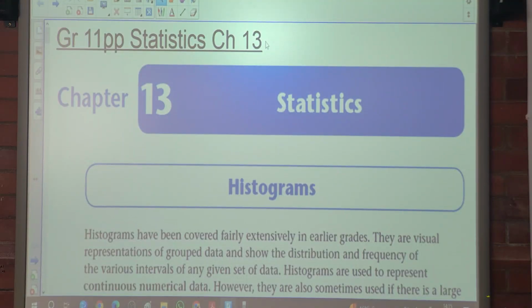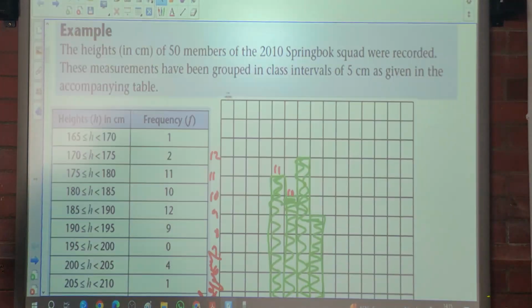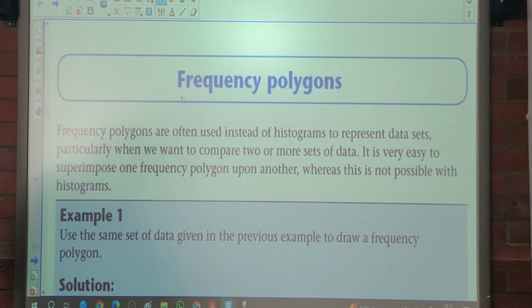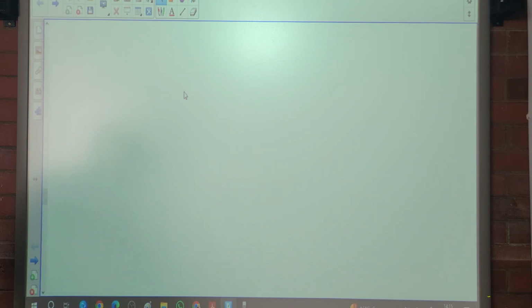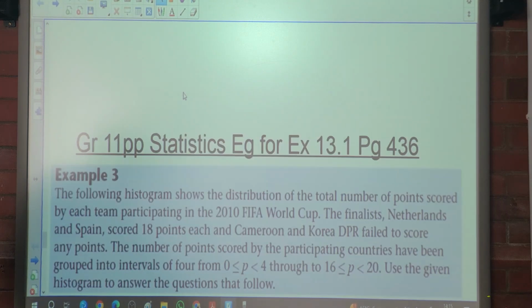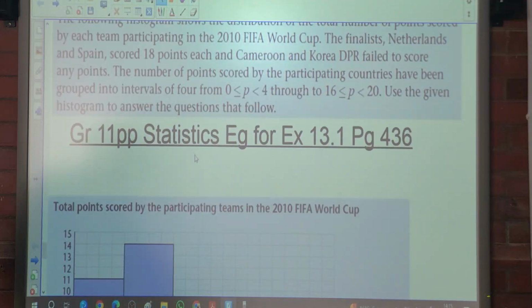Good afternoon, class. So today we're looking at statistics. So I have to do example 3. This is for exercise 13.1.